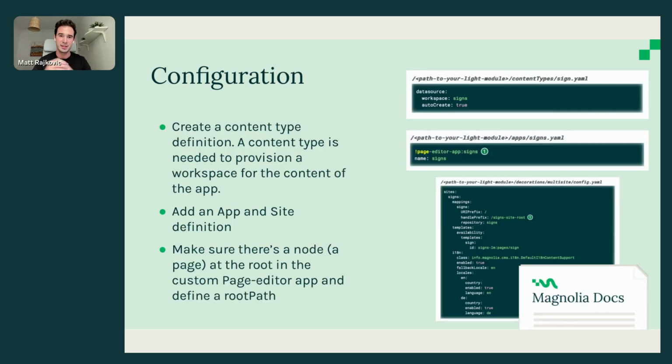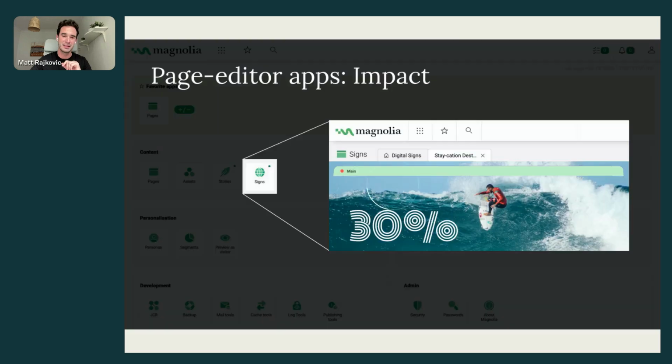The way you configure this is that you create a content type definition, and that provides a workspace. And of course, you add an app and site definition. And there are a few special things about page editor apps as well. For example, you need to make sure that there is a node, like the first one, a page, which is at the root of the app itself. And you also need to define a root path. Once you do all that, what you actually get in the end is an app which allows you to edit the content using the visual editor itself.